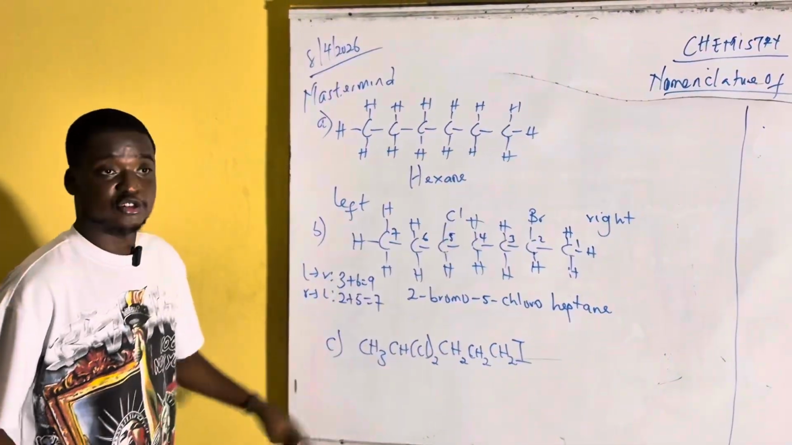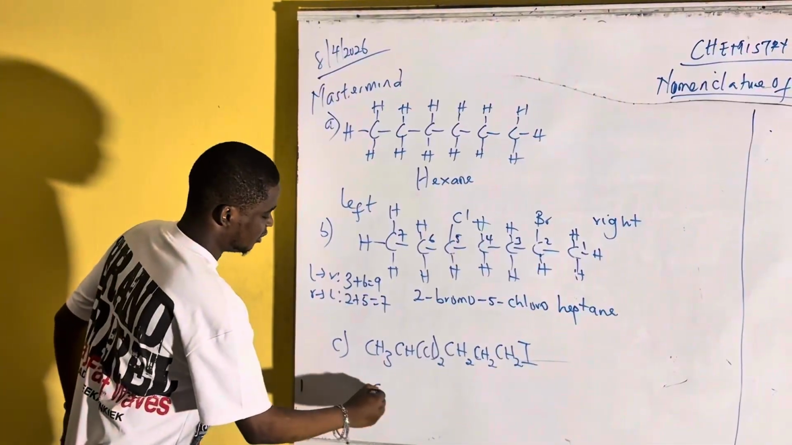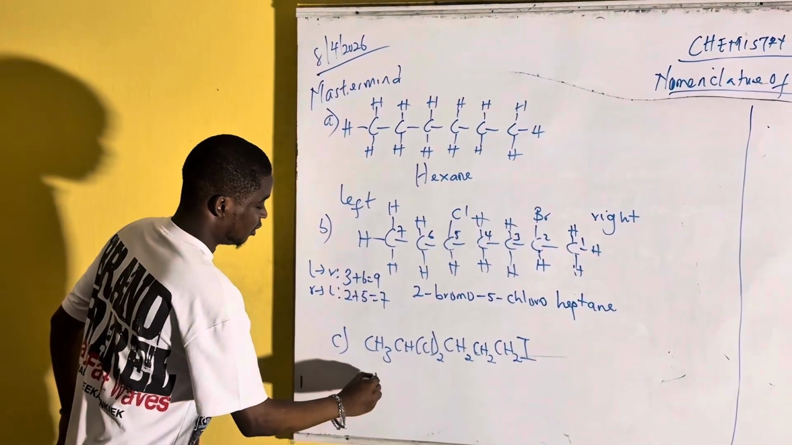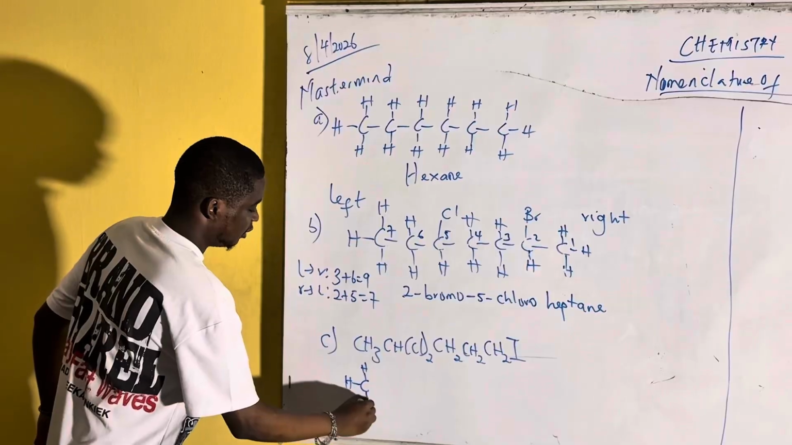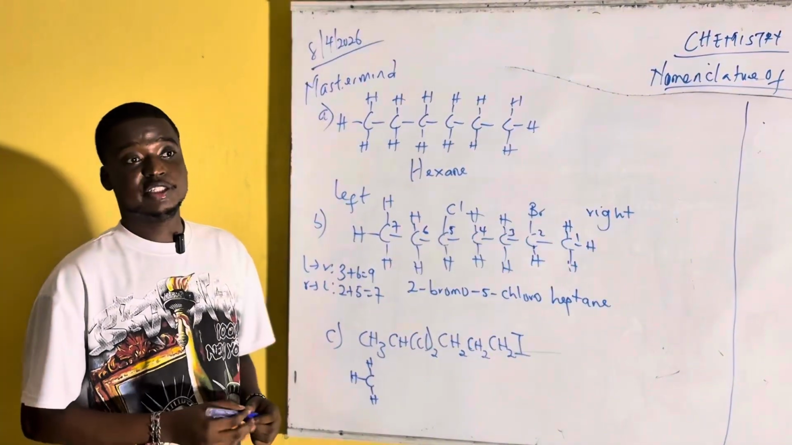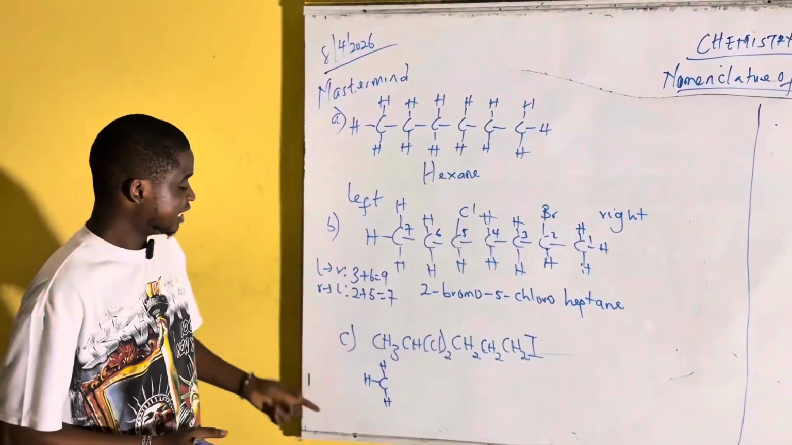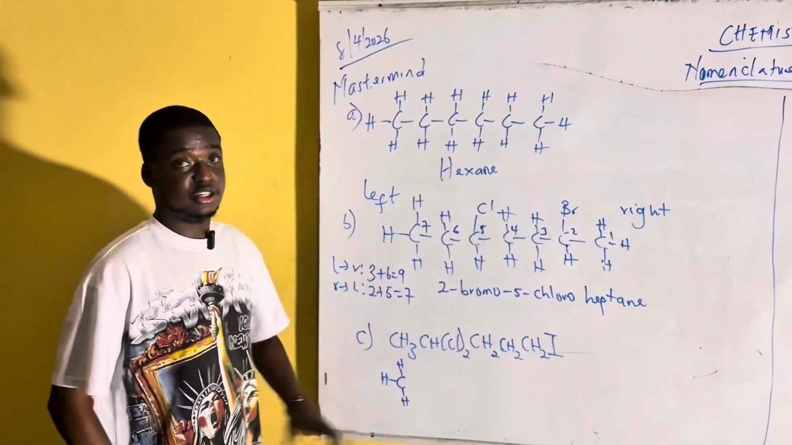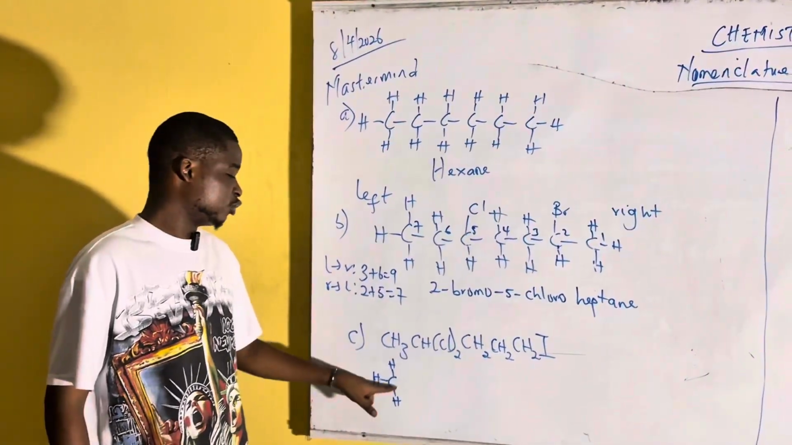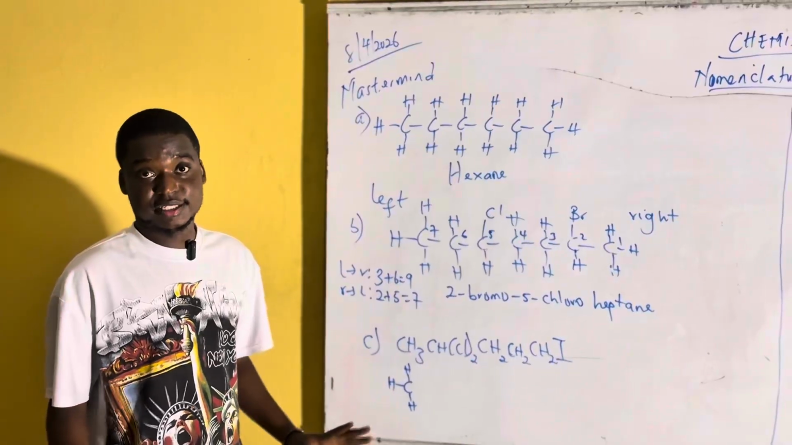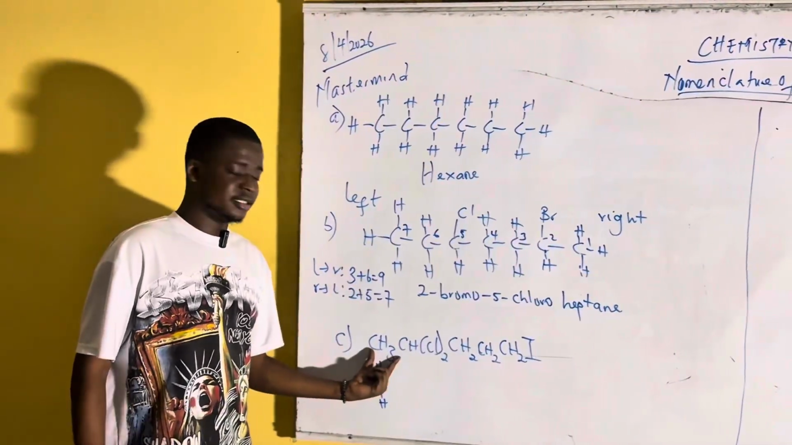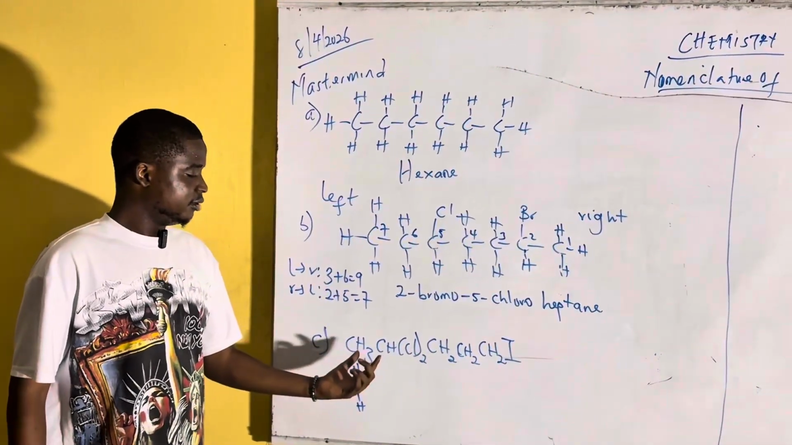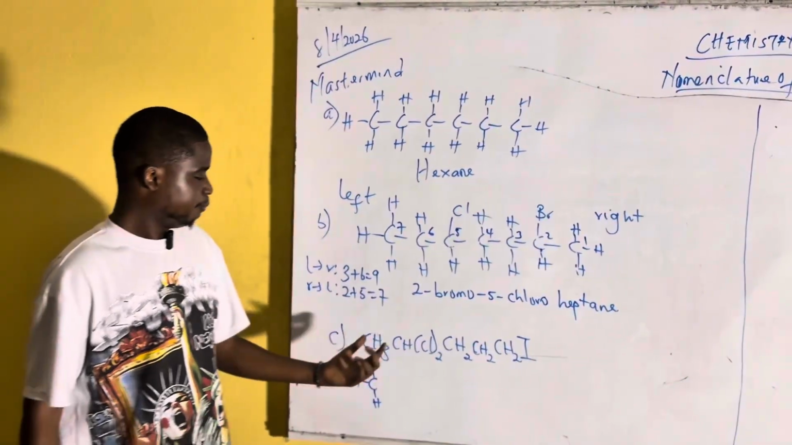So let's draw it out. We have CH3. Now there's something you need to know about organic chemistry. There's no fixed order. You can start writing your H from down. Just make sure that the bonds are correct, that the bonds are attached to the carbon, which is what is important. So we have picked the first term. Now let's pick the second term.